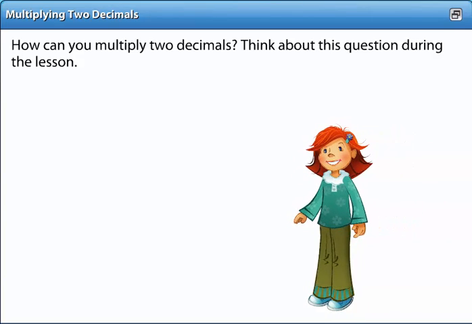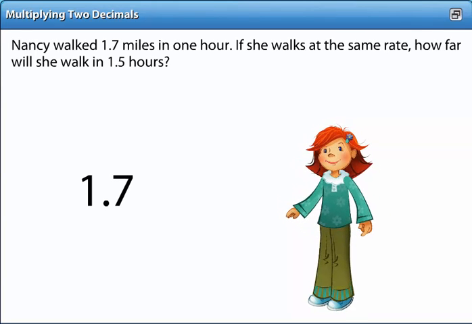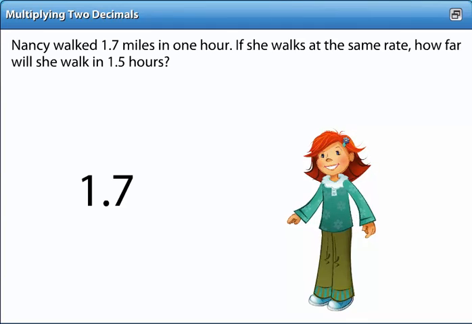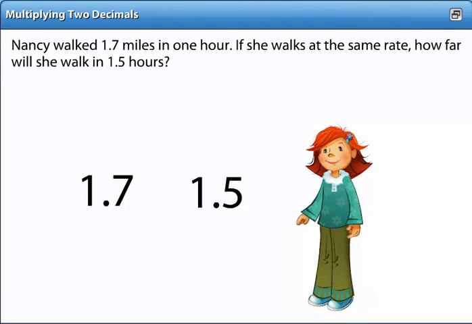How can you multiply two decimals? Think about this question during the lesson. Nancy walked 1 7/10 miles in 1 hour. If she walks at the same rate, how far will she walk in 1 5/10 hours?